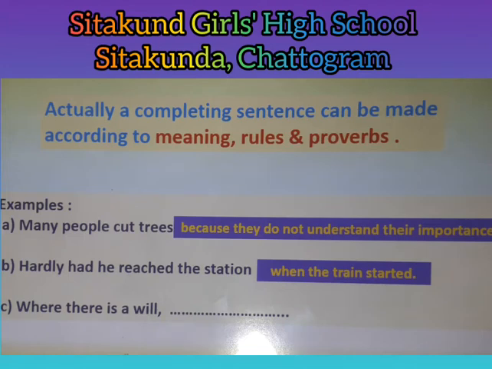And number C: where there is a will, there is a way. So "there is a way" is the right answer. So actually "where there is a will, there is a way" is a proverb. So you have clearly understood these examples.